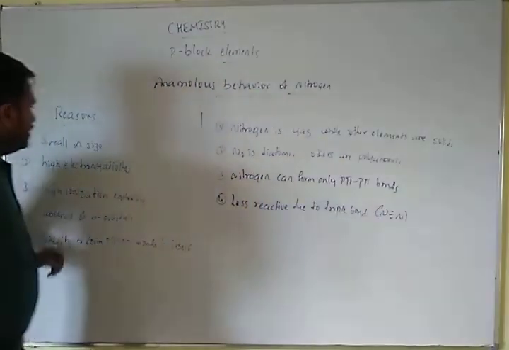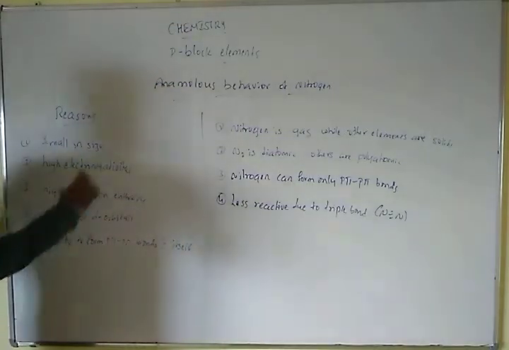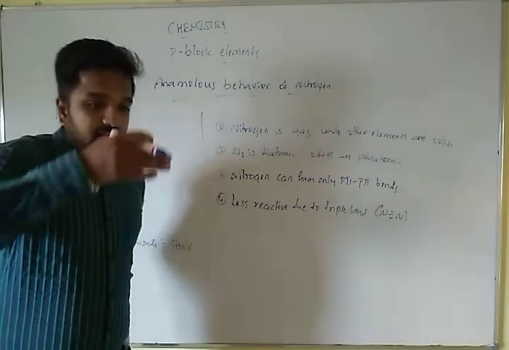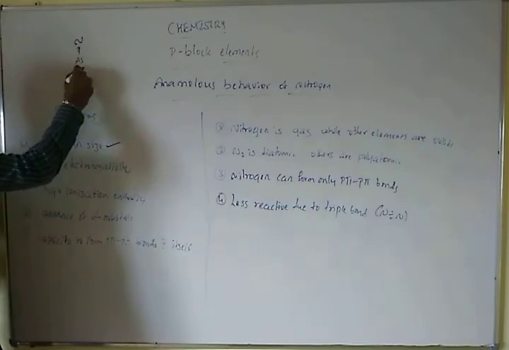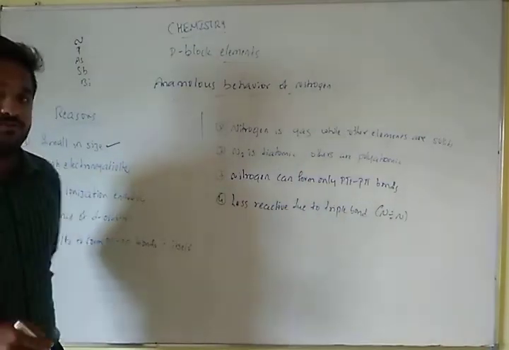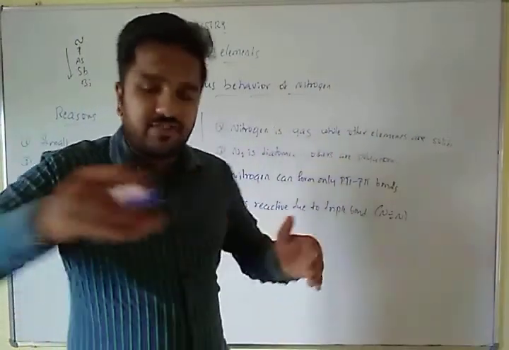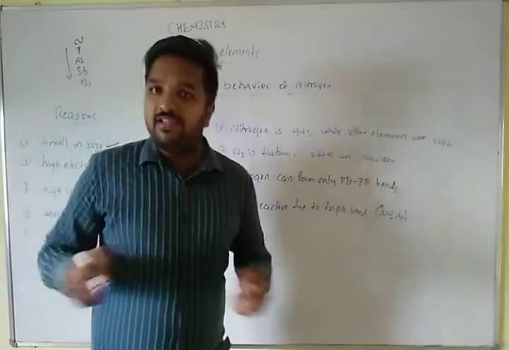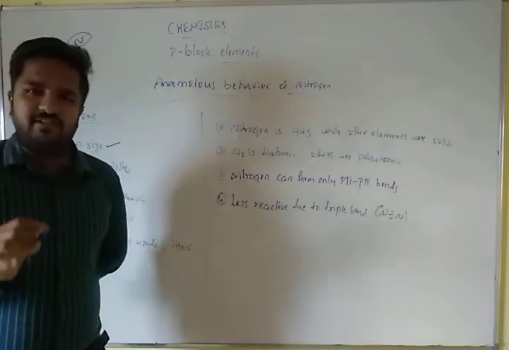It is because nitrogen is the first element of the 15th group. Clear? So atomic size is very less. We have already studied this. As we go down the group, let me write it: nitrogen, phosphorus, arsenic, antimony, and bismuth. This is a group, the vertical column. As we go down the group, atomic size increases because the number of shells increases, with the addition of new shells. So nitrogen is the element with the smallest atomic size.